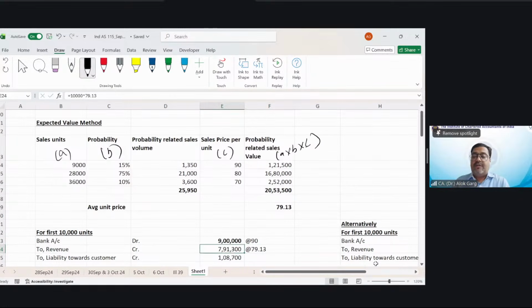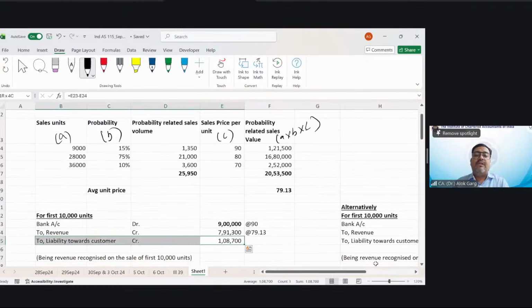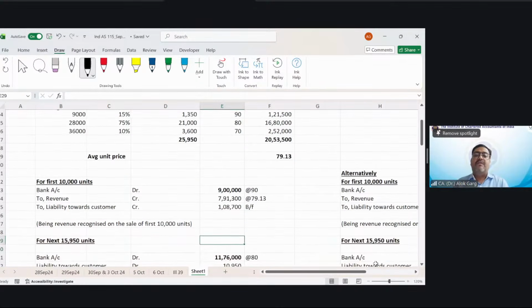So 10,000 units multiplied by 79.13. You receive 9 lakh rupee, but you recorded a revenue of 7,91,000 rupee. The remaining amount will go to liability towards customer, the balancing figure. Tomorrow, if the customer achieves the higher bracket, you have to refund. So 1,08,700 will be your liability towards customer, being revenue recognized on the sale of first 10,000.